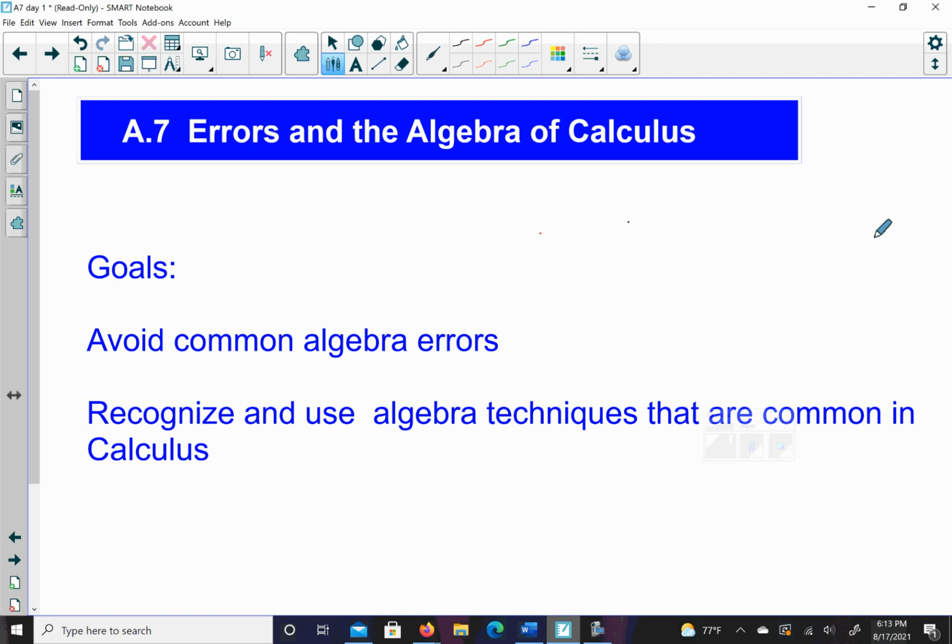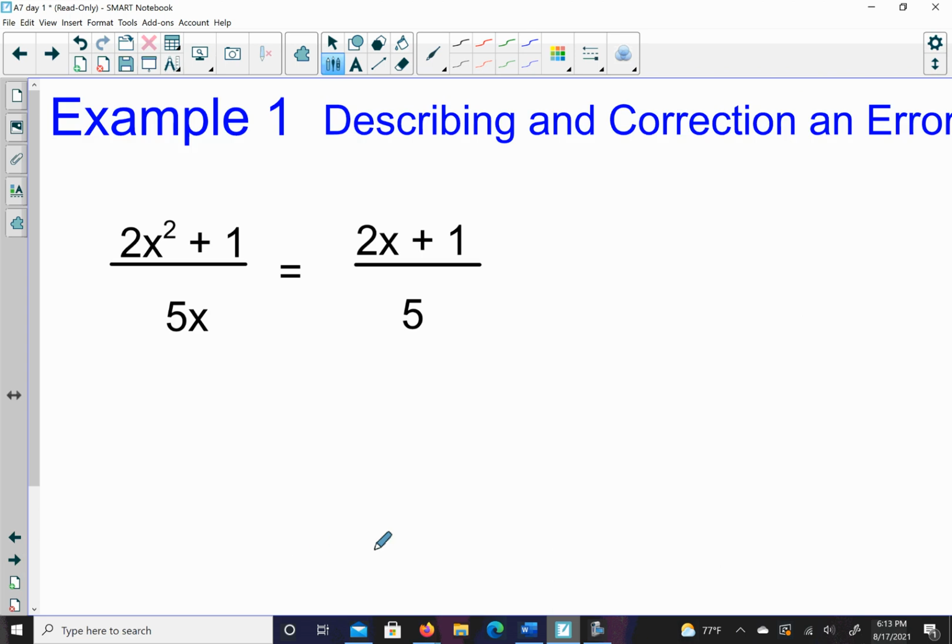Hello, this is Mrs. Ward, and these are the notes from the appendix, section 7, errors in the algebra used for calculus. There are two things that we're going to do: look at the common mistakes that are made in algebra, and then recognize and use algebra techniques that are common for calculus. The first thing is describe and correct the error.